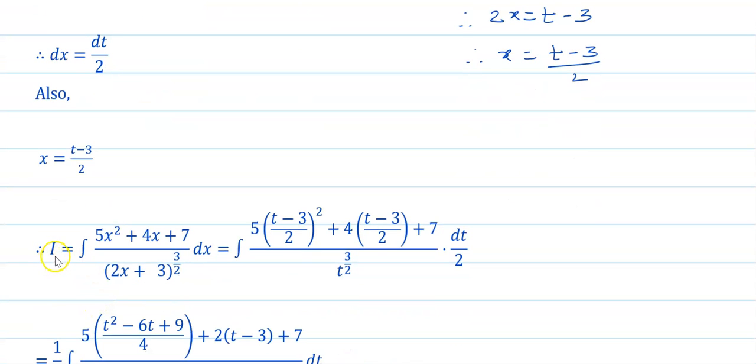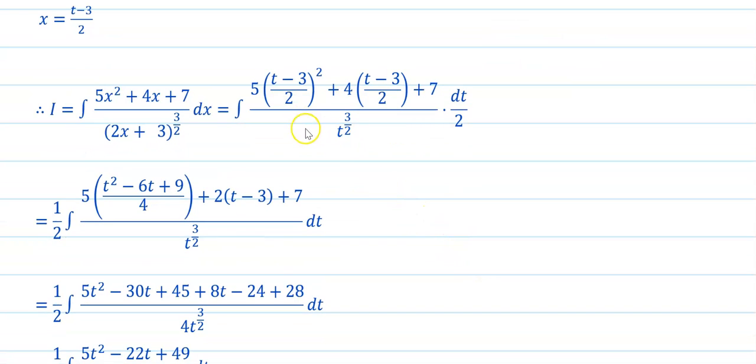Now substitute the value of dx and x in this expression. Therefore the integral I is equal to the integral of (5x square plus 4x plus 7) upon (2x plus 3) raised to 3 by 2, which is 5 into ((t minus 3) upon 2) bracket square plus 4 into ((t minus 3) upon 2) plus 7, upon t raised to 3 by 2, into the value of dx, which is dt upon 2.